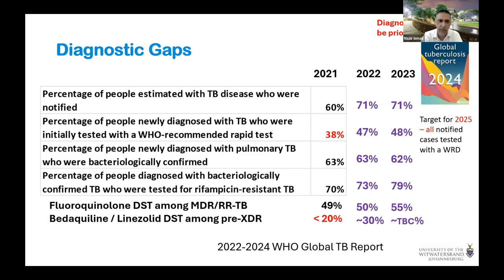There are clearly gaps all along the cascade. As we look at what's estimated, what's diagnosed, what's bacteriologically confirmed, what gets rifampicin testing, what gets fluoroquinolone testing, etc., the performance has been generally poor. There have been some improvements in some areas, for example, access to WRDs, going from 38% to 47%, and a marginal improvement in the last year to 48%. But the expectation is that by 2025, all notified cases would get a WRD. So there are clearly gaps all along the cascade, and what's very critical is that diagnostics need to be prioritized in terms of budgets and future planning. That's the first message.